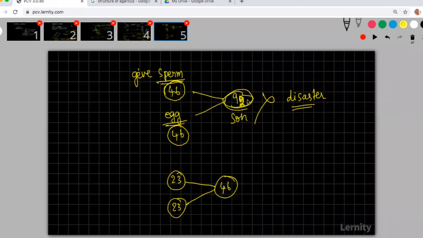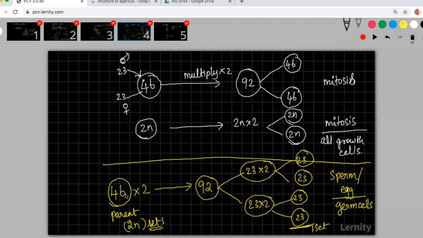23. So here, let us say that a man is going to produce sperm cells. In his body, 46 chromosomes will first be multiplied into 2, so it will become 92. There will be 2 rounds of division. The first division will give me 46, 46, and the second division will give me 23, 23. So ultimately, from one cell, 4 cells are produced. This kind of cycle is what we call meiosis.